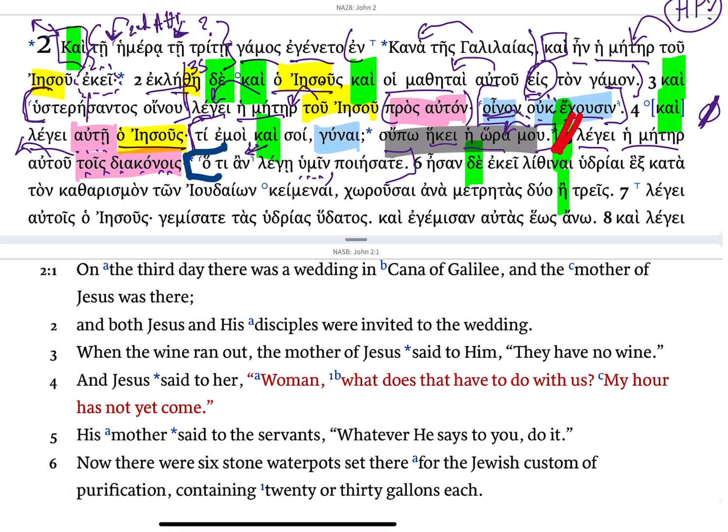That's when you have the subjunctive with an and the supposition followed by a present tense or present time verb. And here the poiēsate, that command form, I'm taking as having the force of a present tense time frame. So in this circumstance, whatever it is, do it. Okay, so that's what she says to them.